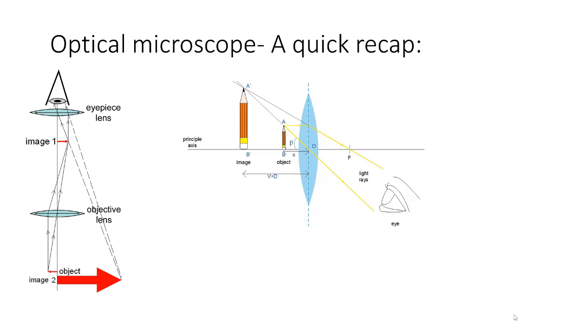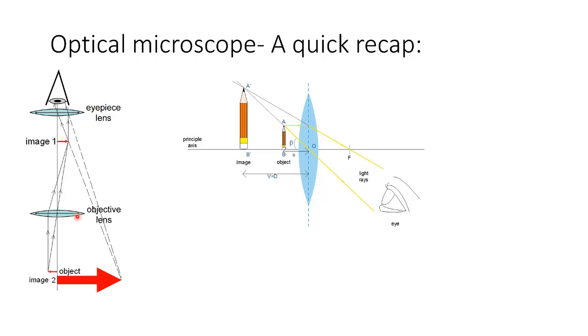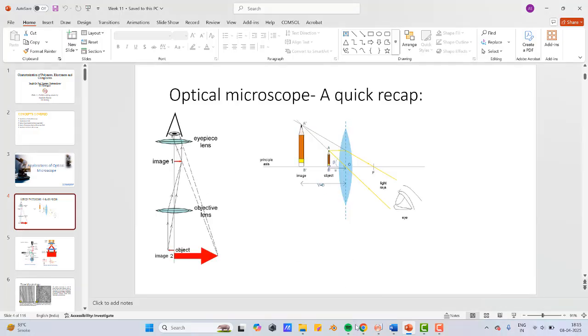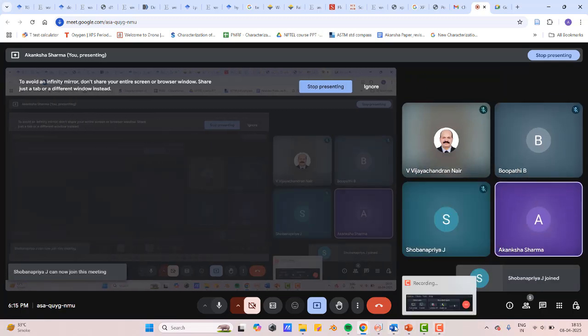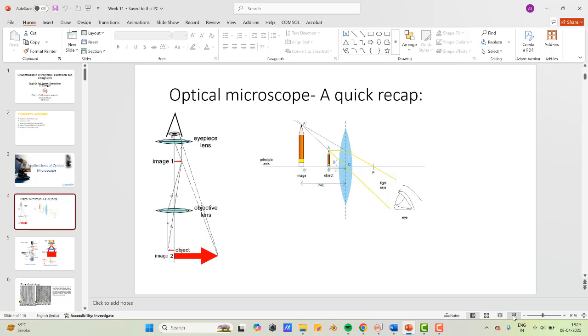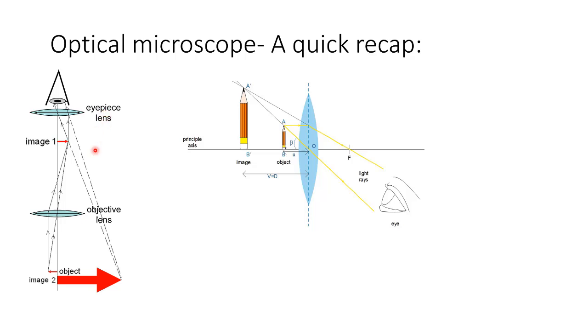So, just to give a quick overview, in the optical microscope, we have an objective lens and an eyepiece. So, these two lenses magnify the image, and we get a bigger image. Basically the magnification happens with the help of the objective lens, and with the eyepiece lens we are able to see the image.